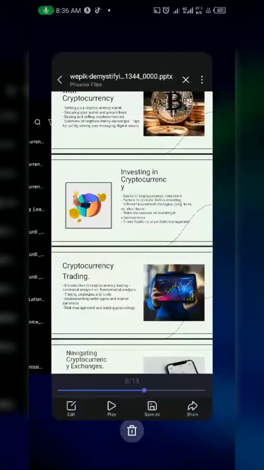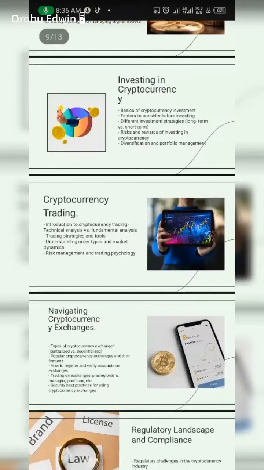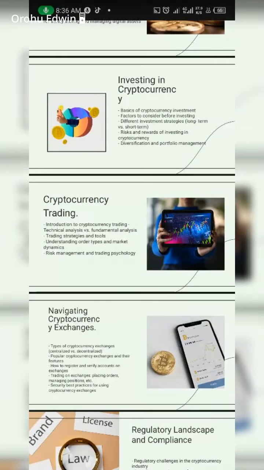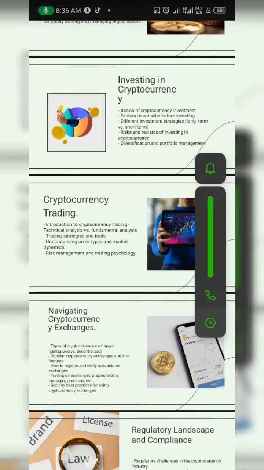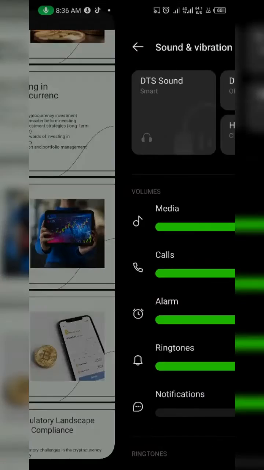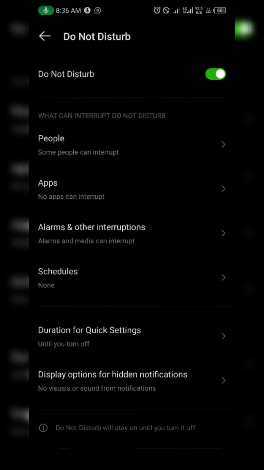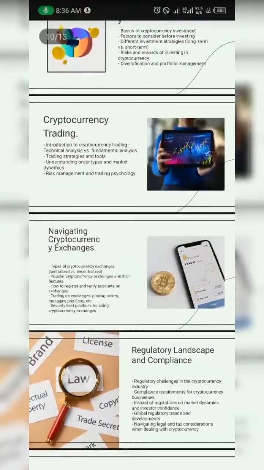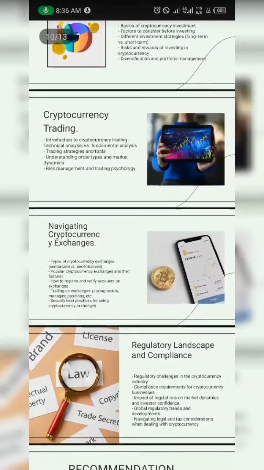In the previous section, we were able to navigate around crypto exchanges, both centralized and decentralized. In this section, we are going to consider some aspects of crypto, like investing in crypto and the different types of trading in crypto.